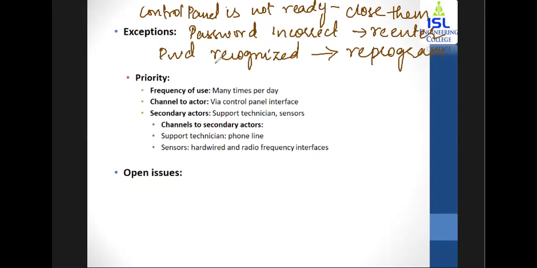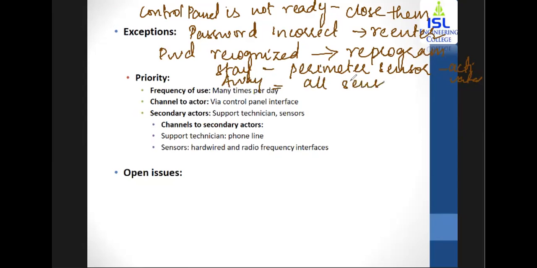Then another exception can be whether you've selected the stay function. Stay function means all perimeter sensors are activated, that is outside the house all your sensors are going to be active. If you're selecting the away function, it means when you're leaving the house, all sensors will be activated. So this is the first part, that is the exceptions.